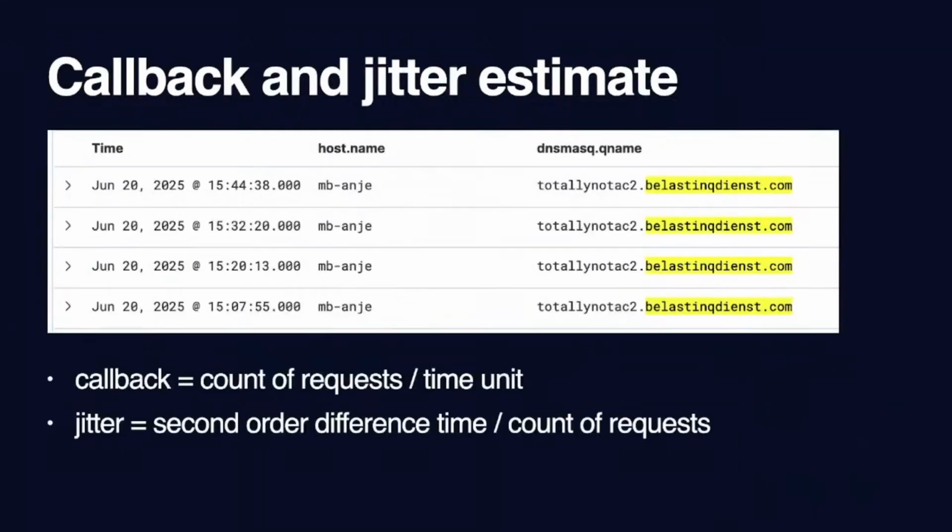You can estimate the callback and the jitter in a very simple way, and this is nothing revolutionary, to be honest. The callback and the jitter can both be estimated by taking a certain mean. For the callback, you simply count the number of requests and divide it by the time unit. Jitter requires an extra step: you take the second order difference, which is basically the difference of the difference, and you divide that by the count of requests. That gives you these two estimates that you can use in your detection.